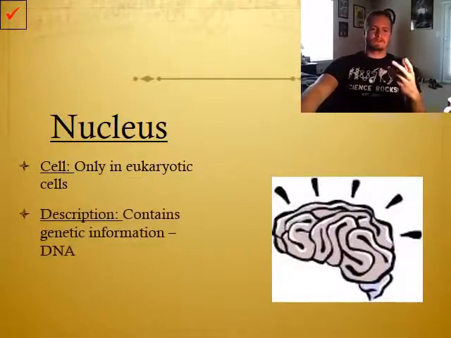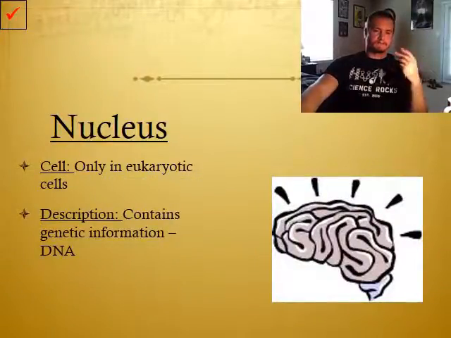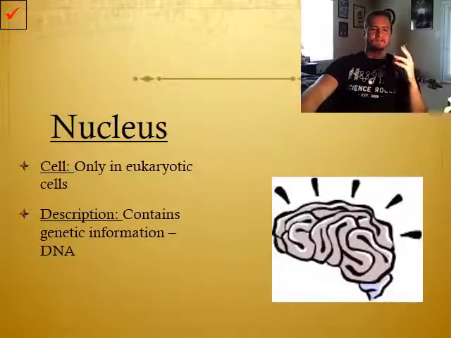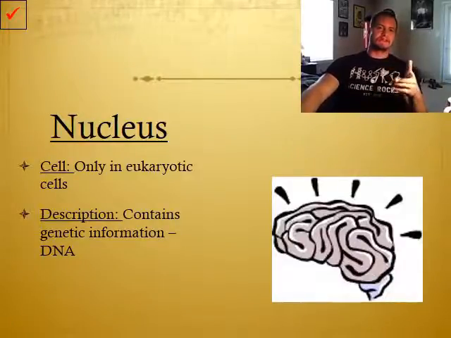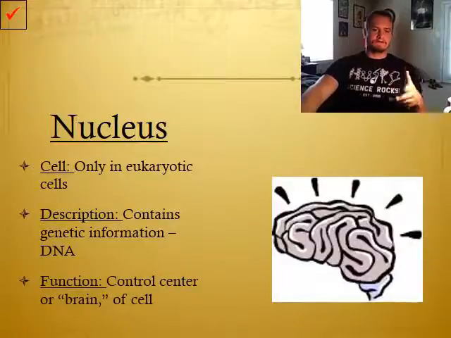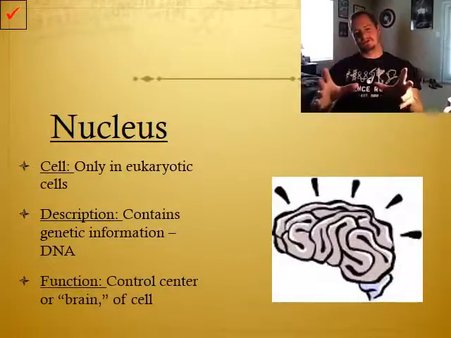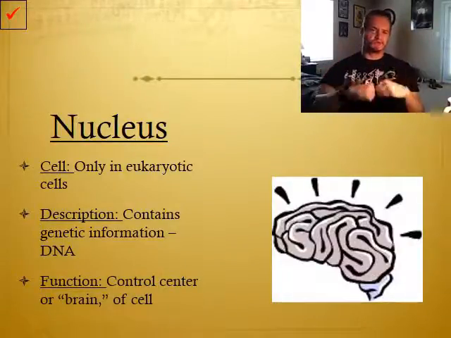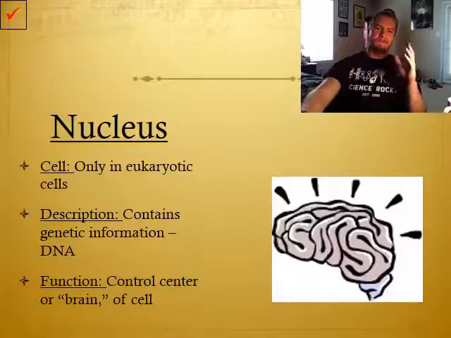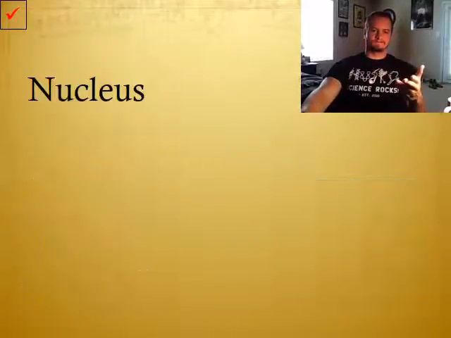Now, a eukaryotic cell has a nucleus, so the nucleus kind of acts like the brain. It contains genetic information and DNA. So its function is the control center or brain of the cell. It basically controls everything that happens inside of the cell.